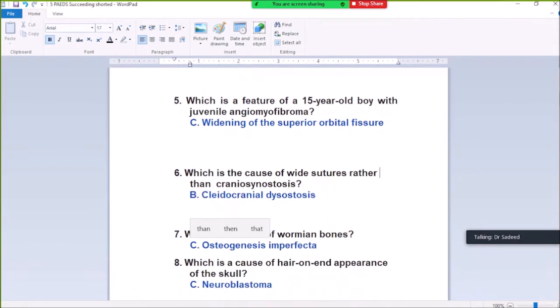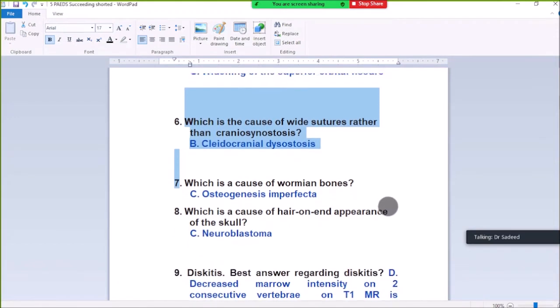Correct. Which is a feature of a 15-year-old boy with juvenile angiofibroma? Widening of the superior orbital fissure is a feature of a 15-year-old boy with juvenile angiofibroma. Question number 6. Which is the cause of widened sutures rather than craniosynostosis? Cleidocranial dysplasia, cause of widened sutures.